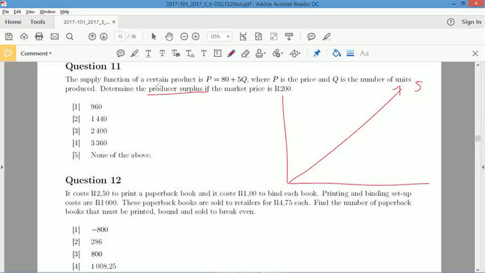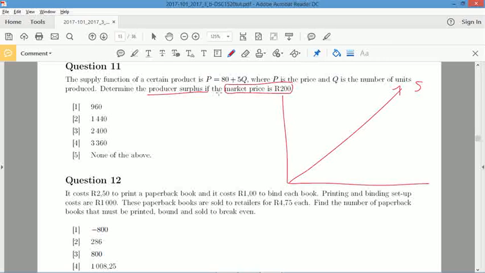Okay, the supply function for a certain product is given as that, where P is the price and Q is the quantity. Okay, they tell us what the market price is. Okay, so market price is 200. Determine the producer surplus if the market price is 200.